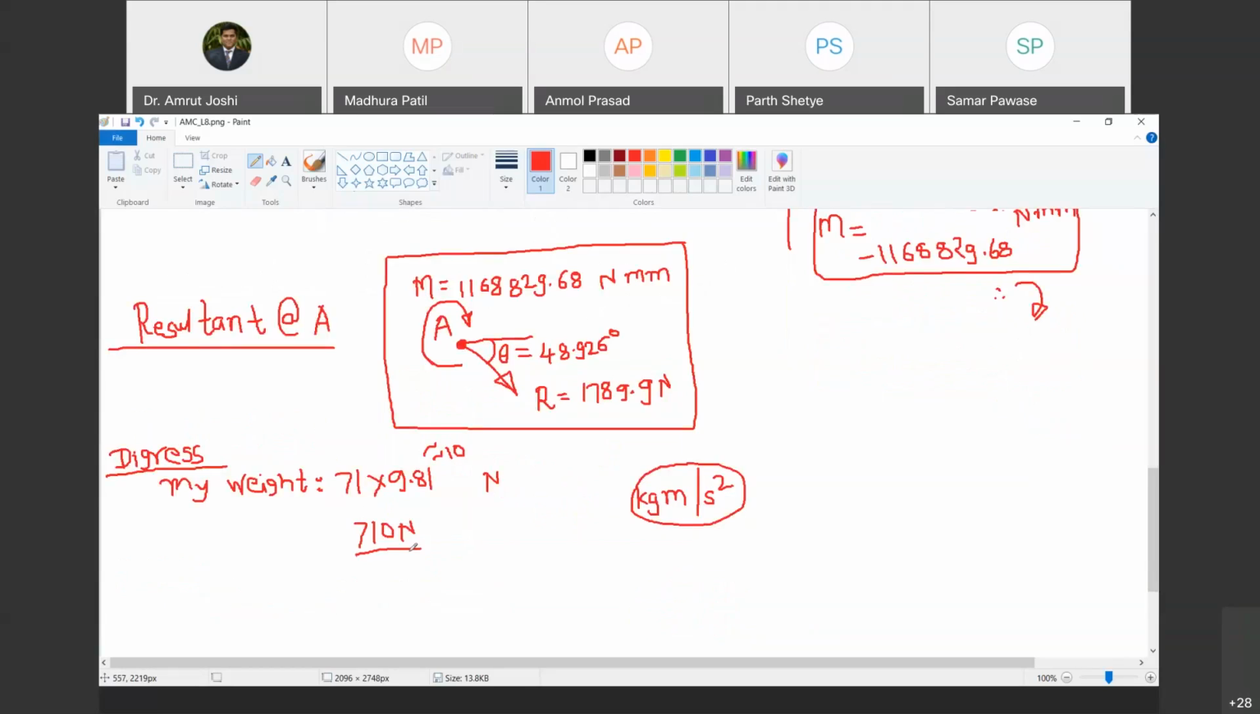Okay. Now, what is this number? 1789.9 Newton. How many times is it of this? Approximately 2.5 times.